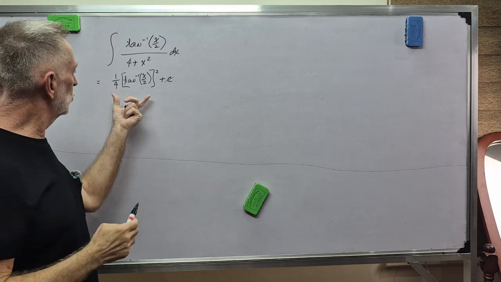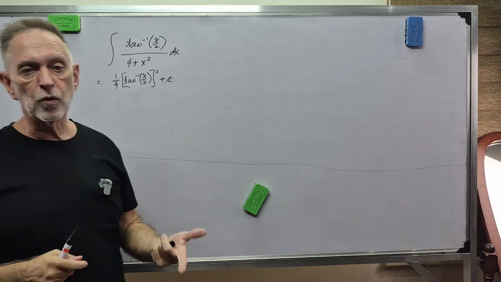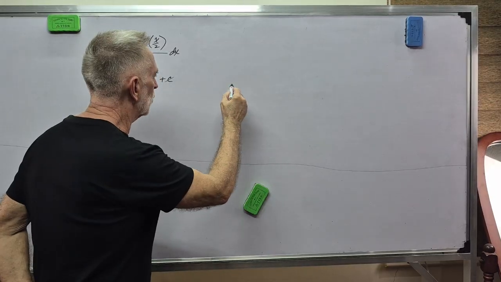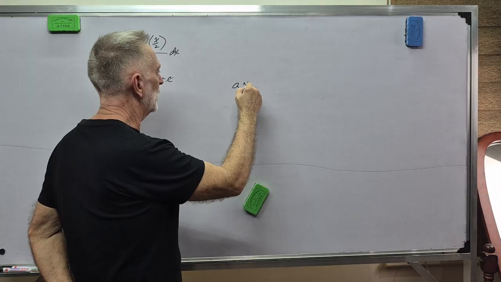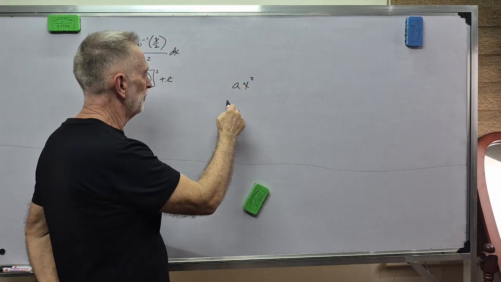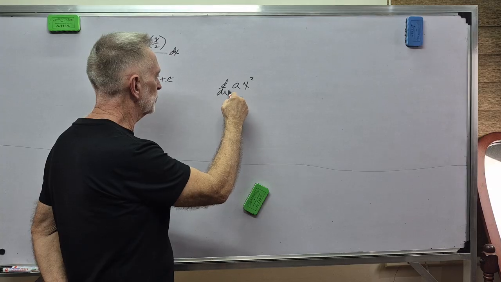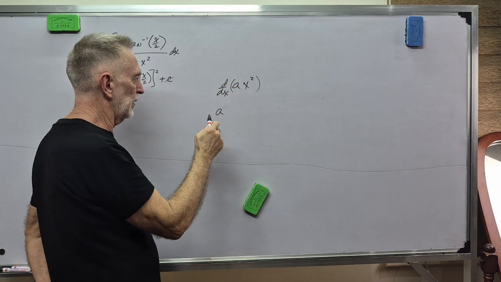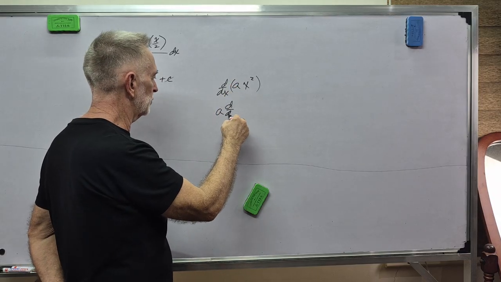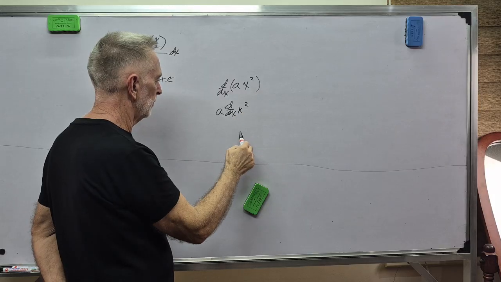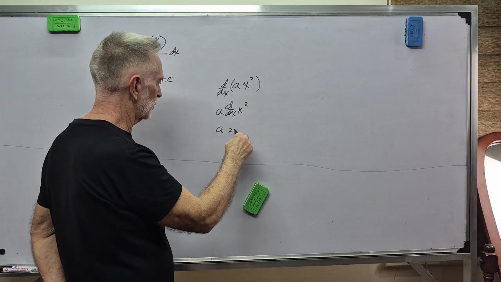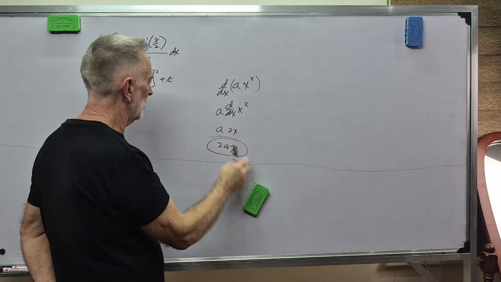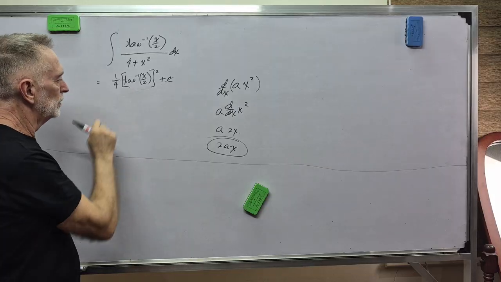Now, there are two rules we're going to use. One is the constant multiple rule, and the other one is the chain rule. For the constant multiple rule, if I have some constant times a function, say a times x squared, and I'm trying to take the derivative with respect to x of all of this, I can move that constant to the outside and then take the derivative with respect to x of just x squared. So I'd have a times 2x, so 2ax would be my derivative. I'm going to do that here in just a moment.